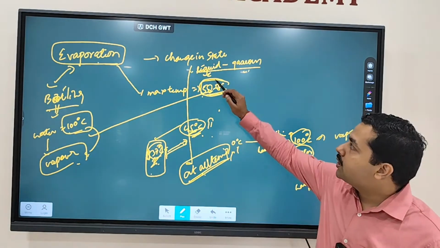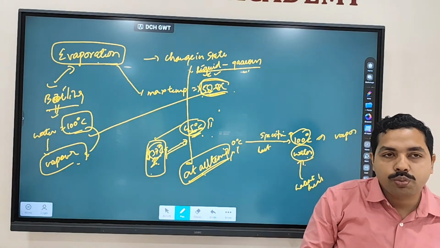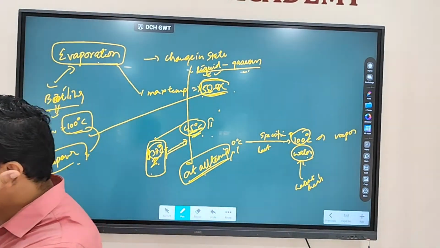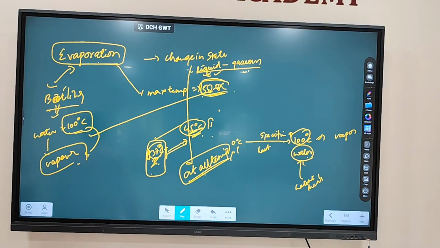Fine. So evaporation is a process where change of state occurs from liquid to gaseous state, and this can happen at all temperatures. Boiling only happens at which temperature? 100 degrees Celsius, but evaporation can happen at all temperatures. Why? Because it is not only using external heat, it is also using internal heat. Internal heat is the reason why you feel a cooling effect.